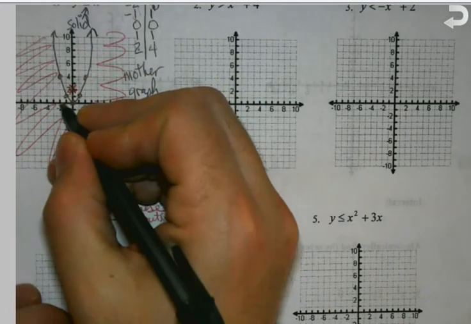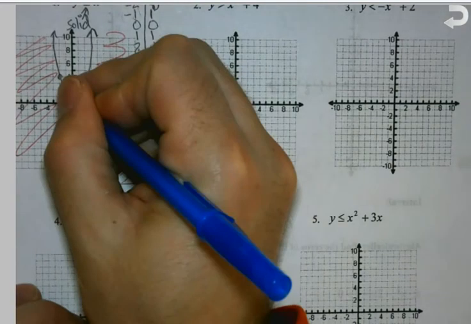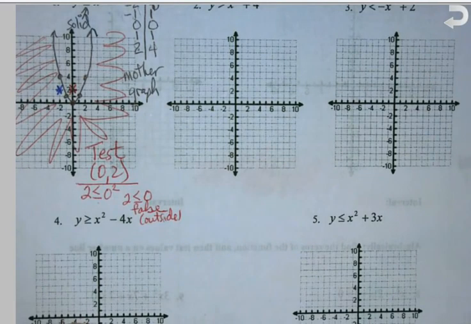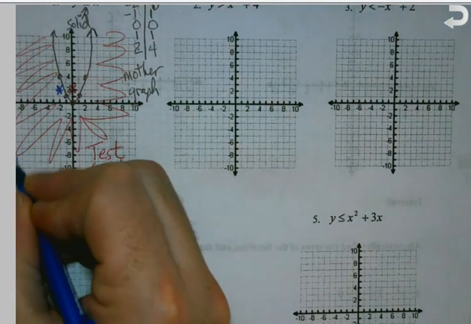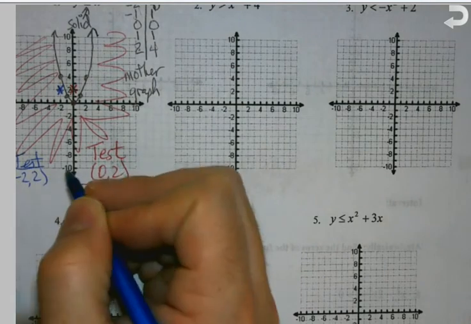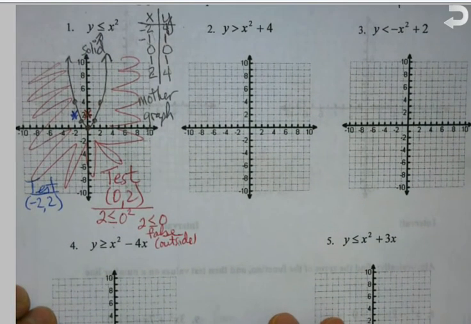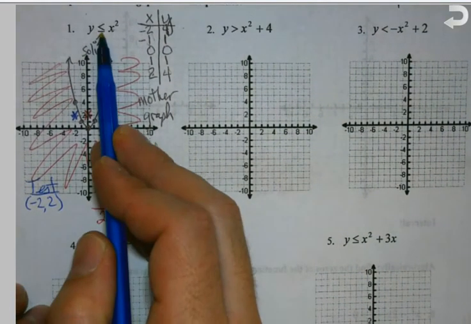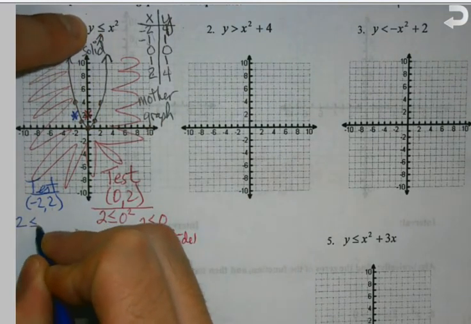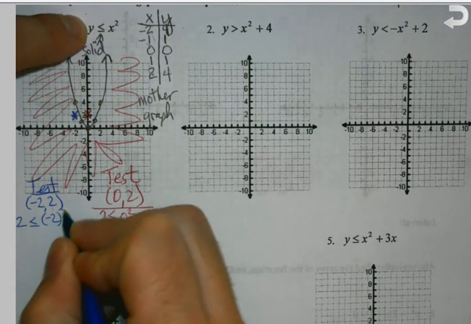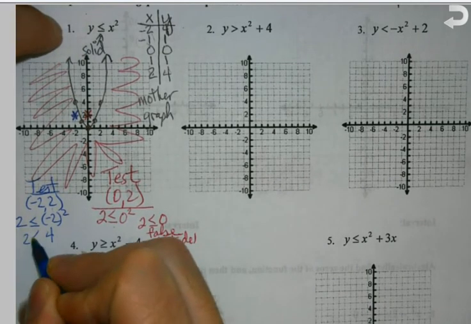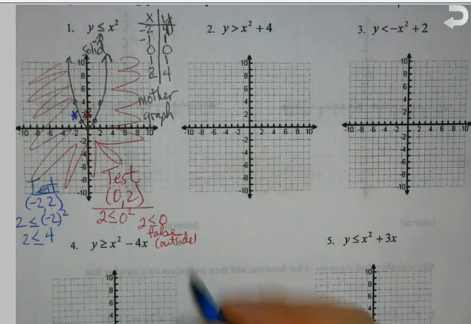Okay? Negative 2, 2. So if I tried this point out, okay, that's outside the parabola. So if I were to test out negative 2, 2, I'm still going to plug that into the same inequality. So my y value is 2, and then I'd have negative 2 squared, which is 4. Is 2 less than or equal to 4? Yes.